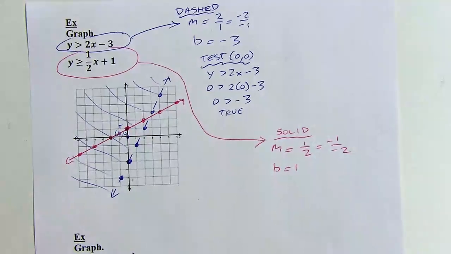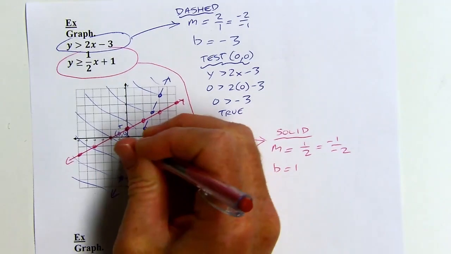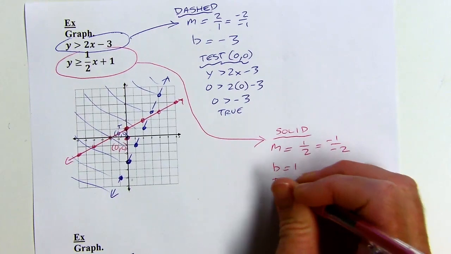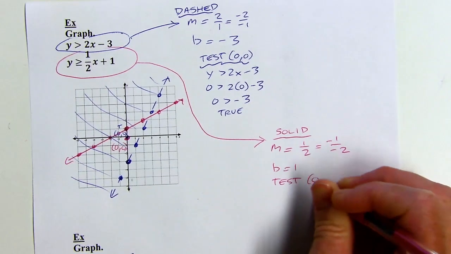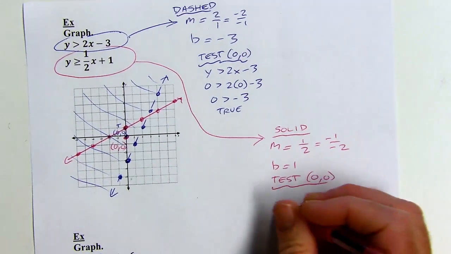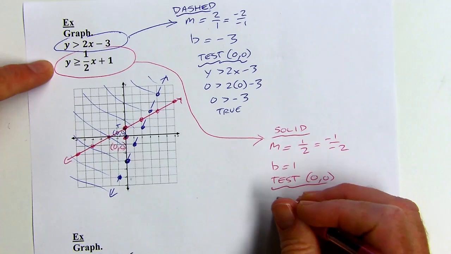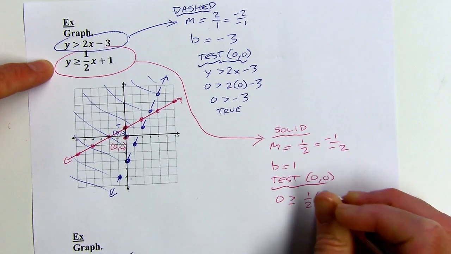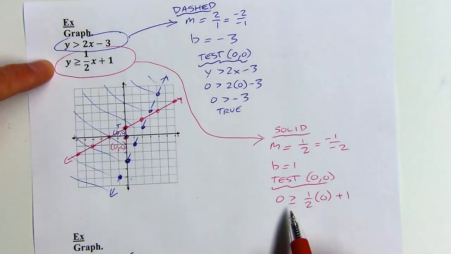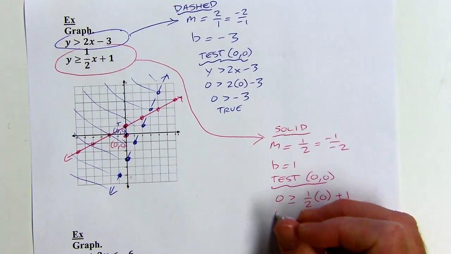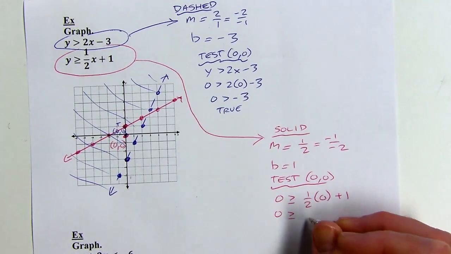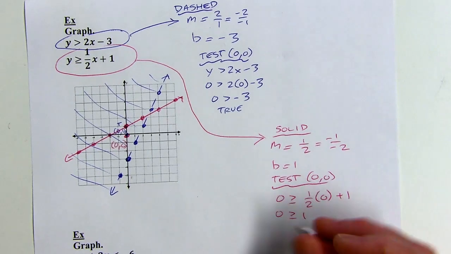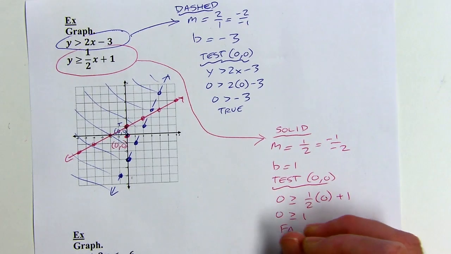Okay, and then I want to, again, try a test point. So I'm going to use 0, 0 again as my test point here. I'm going to test 0, 0, see if it comes out true or false. So in this inequality, I'm plugging in 0 for y, and I'm plugging in 0 for x. I didn't rewrite the inequality, but I'm just using that there. Okay, so when you simplify this, you get 0 is greater than or equal to 1. Well, that is a false statement, right? This is a false statement.